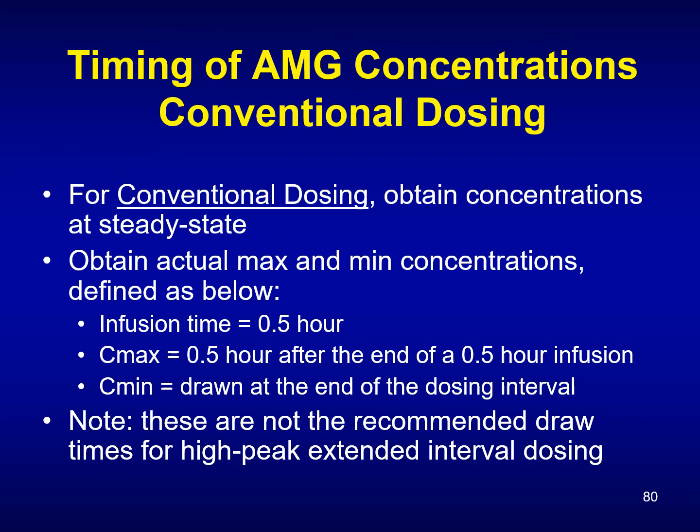For aminoglycosides, if we're doing conventional dosing, obtain concentrations at steady state. We can obtain actual maximum and minimum concentrations, defined as the following. Infusion time is 0.5 hours. Cmax again is at 0.5 hours after the end of a 0.5 hour infusion. Cminimum is at the end of the dosing interval.